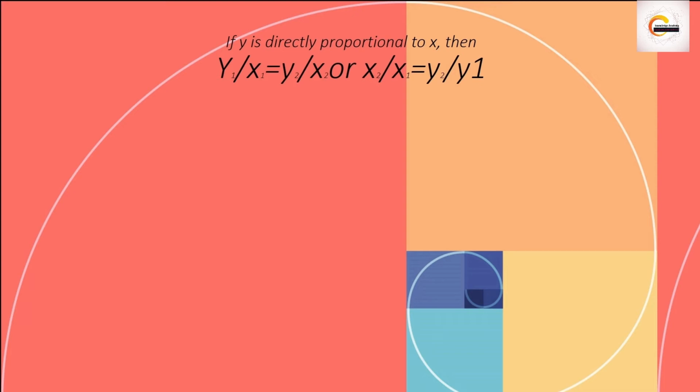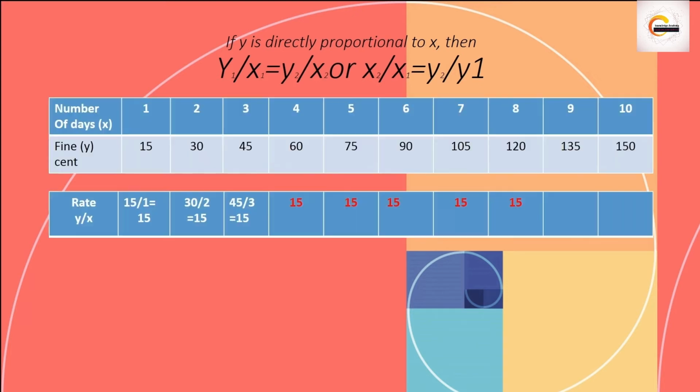To understand this relationship between variable x and variable y, let us consider the previous table once again. As we can see, the number of days is denoted by x and the fine is denoted by y. There is one other row that has been added, which is the row of rate. Now we have already established that as the number of days is increasing, the fine is increasing. The number of days is doubled, the fine is doubled. The number of days is tripled, the fine is tripled. But what happened to the rate? We haven't considered it before.